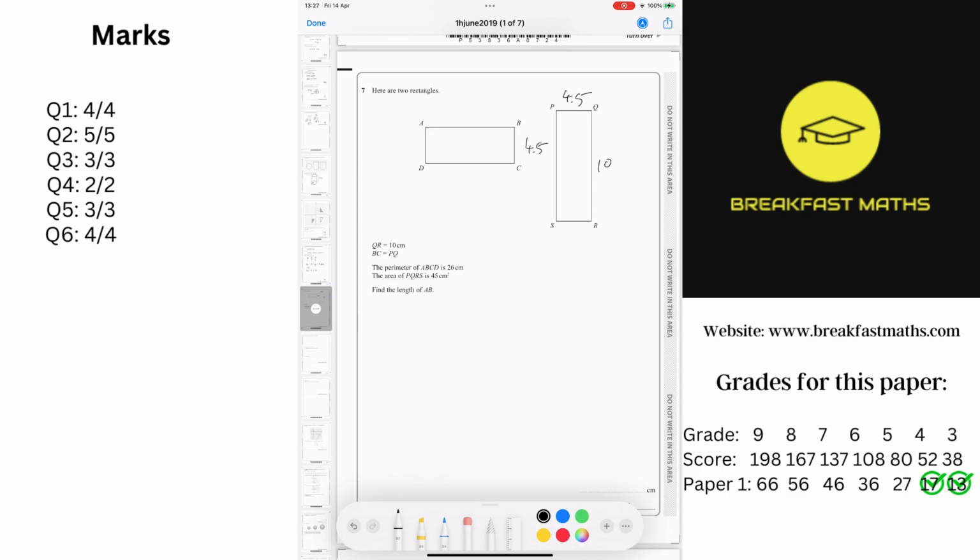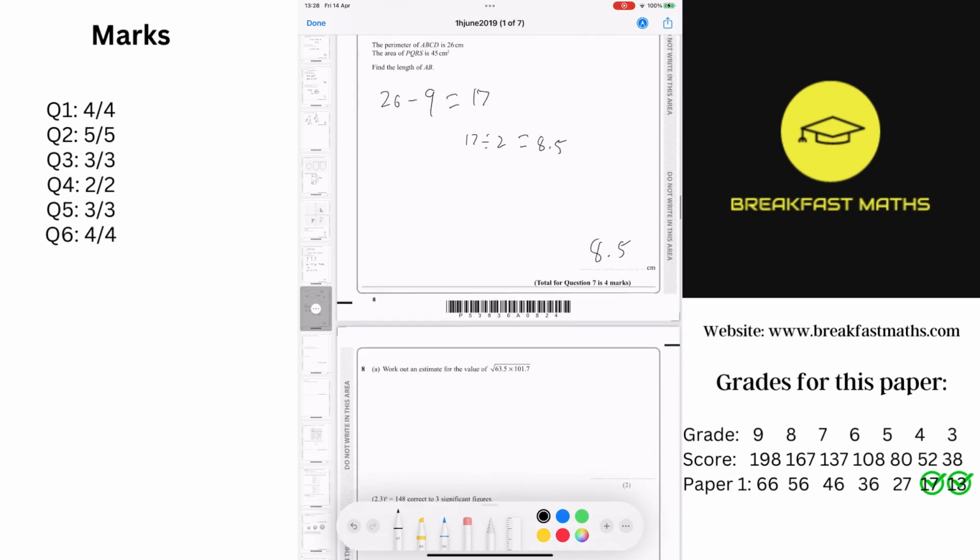So if we say those two are 4.5, that gives us 9. 26 minus 9 gives us a value of, so let me draw that, 17. And then what we can do is divide those two by 2, because there's 2 of those lengths. So we're going to say 17 divided by 2 is equal to 8.5 centimetres. Right, that's all good. Let's check number 8 then.